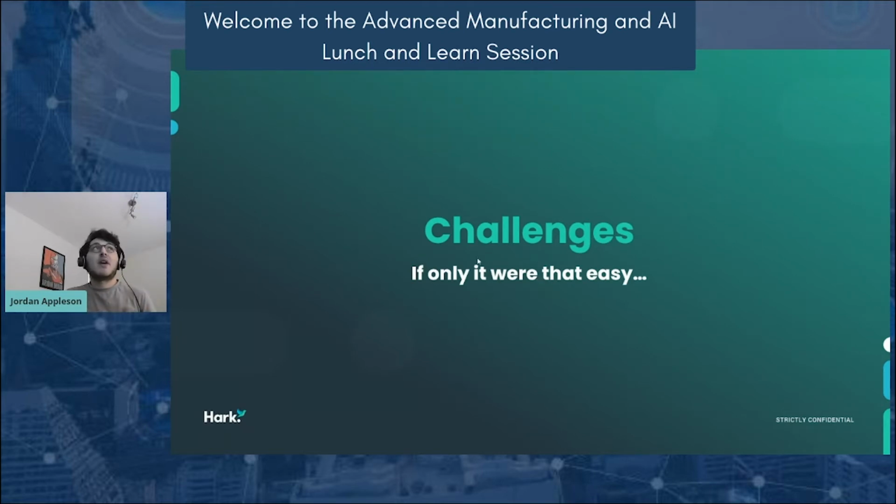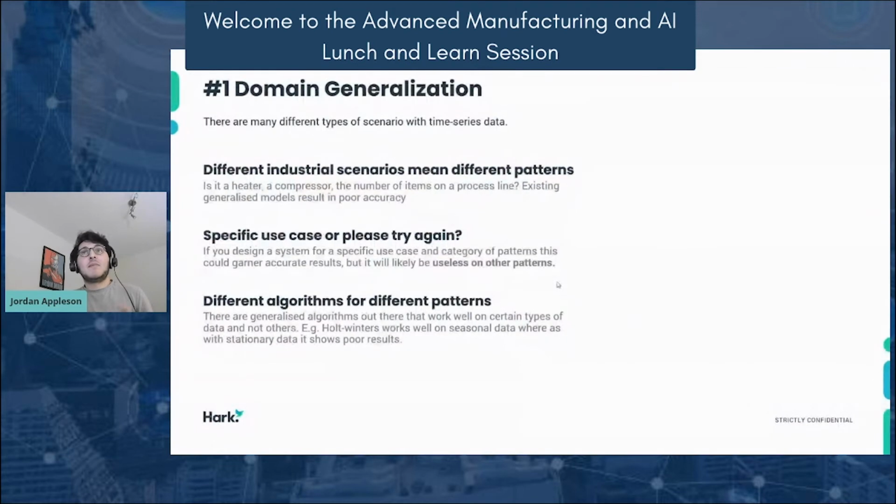Well, the first challenge, and this is one of the hardest things when you're designing any kind of machine learning model or statistical algorithm to deal with this, is domain generalization. What this means is that we've just discussed that there are different types of processes and different types of sensors. In different industrial scenarios, that typically means different patterns, right? So temperature for a fridge might be very different from the temperature outside, because a fridge might be going on and off, trying to keep a specific temperature, whereas a different asset might have a completely different pattern based on its usage. So if it's a heater, a compressor, or how many numbers are coming out of my processing line, you have to apply a generalized algorithm to that.